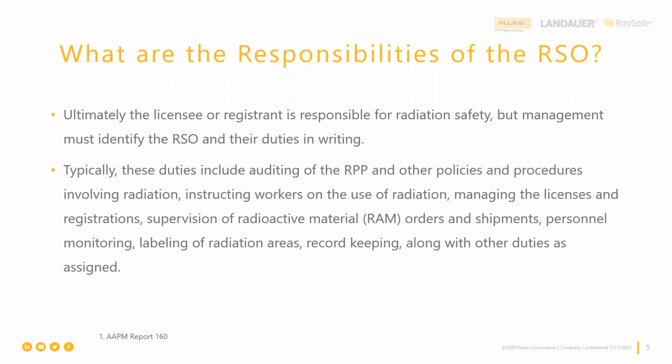Now, typically, what do these duties include day to day? That includes auditing of the RPP, the radiation protection program, overseeing other policies and procedures involving radiation, instructing workers on the use of radiation, managing the license and registrations, supervision of radioactive material orders and shipments, signing all those documents, authorizing the use, personnel monitoring, labeling of radiation areas, like putting the right signage up everywhere, and all the record keeping that goes along with it. We could probably do a whole talk on record keeping, along with any other assigned duties. It's basically what is on that form that you submit to the NRC listing your job duties.